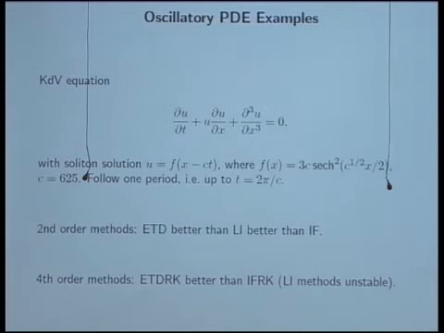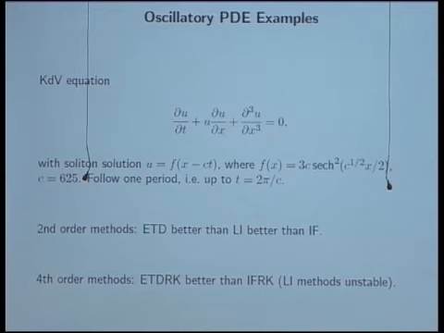A couple of examples then. We've heard a lot about the KdV equation, so here's an example of testing these methods on the KdV equation. Of course, the KdV equation has many different types of solutions, many different regimes. So we tested just a simple soliton solution, the sech squared solution, with relatively large amplitude with this constant c, and followed one period of this soliton with periodic boundary conditions. Comparing second order methods, we find that the exponential method is better than the linearly implicit method, which in turn is better than the integrating factor method.